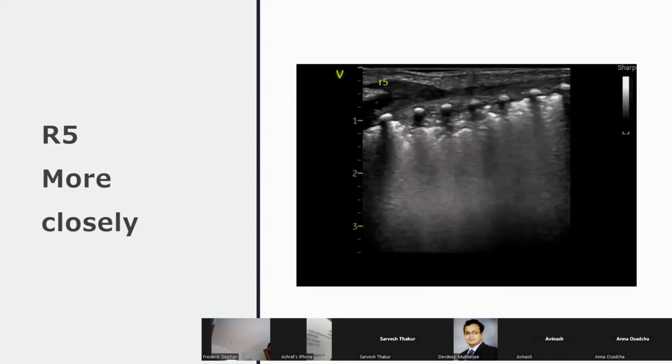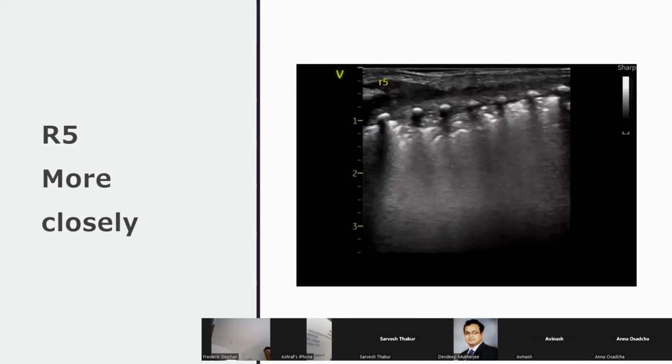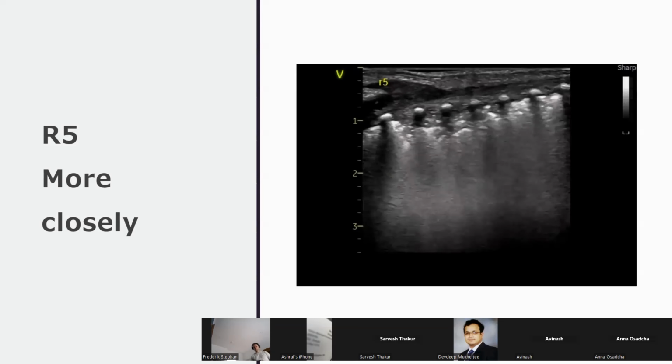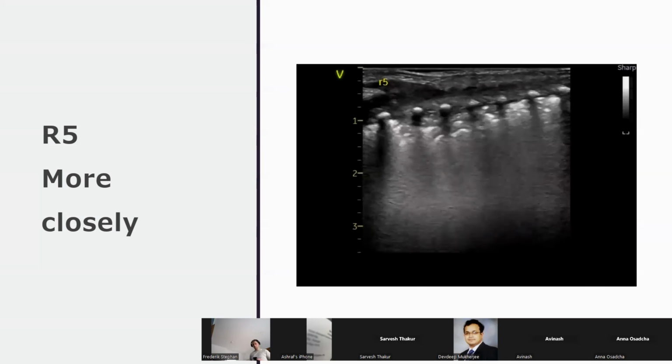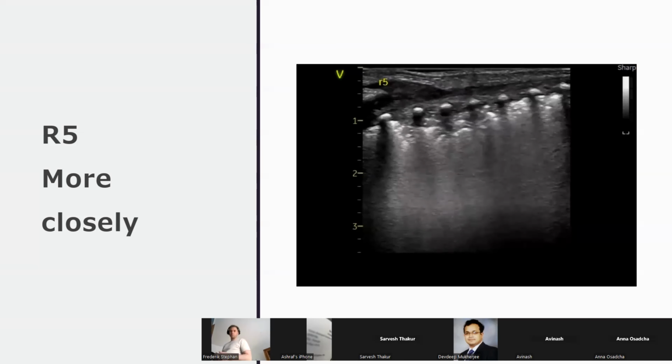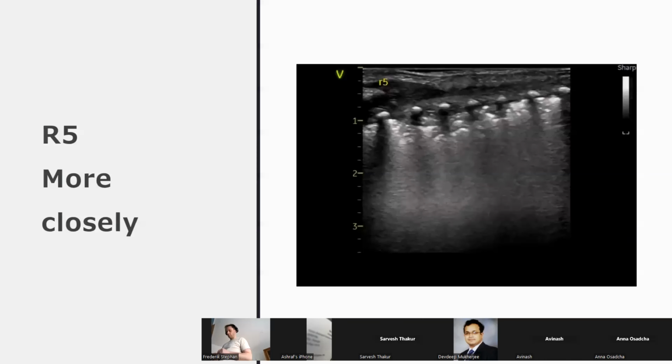I'm just curious, how many of you have used lung ultrasound recruitment maneuvers? Clinical lung ultrasound recruitment maneuvers? Anybody? I know that Dr. Ashraf has. Clinically, we have done it, but with the lung ultrasound, no.